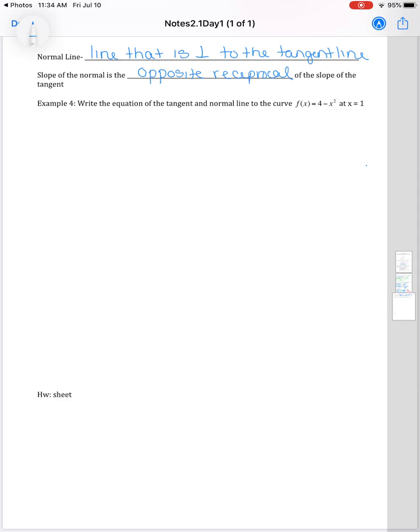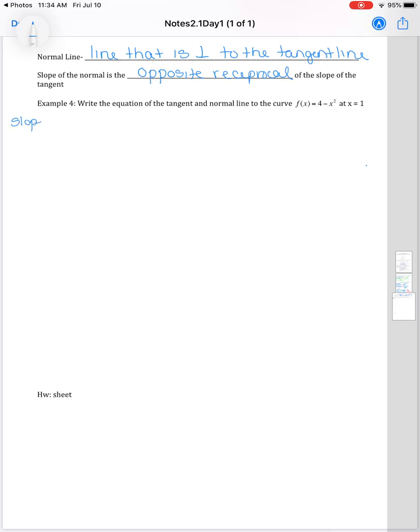So we're going to do one, and these are very popular questions, so I would get comfortable with the wording and understand process-wise in terms of what you have to do. I give these quite often. So it says, write an equation of the tangent and the normal line to the curve f of x equals 4 minus x squared at x equals 1.